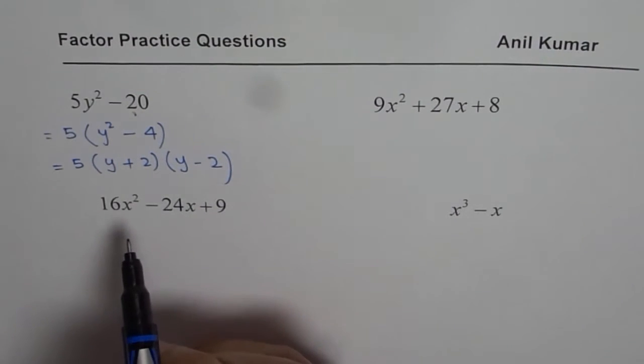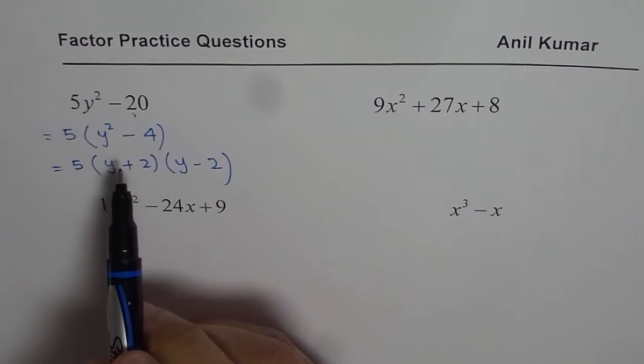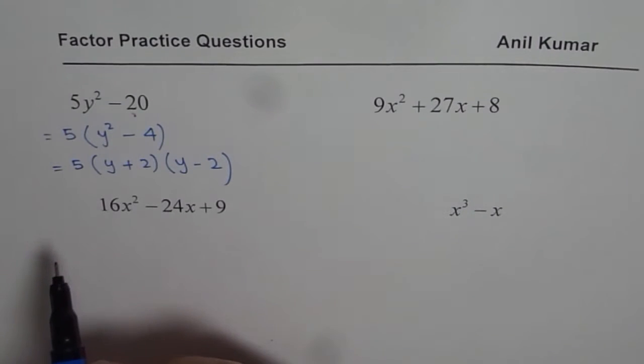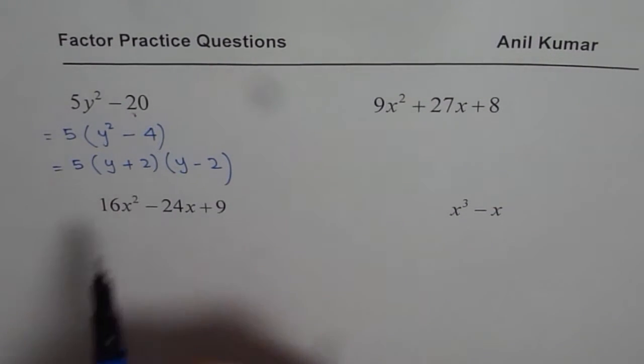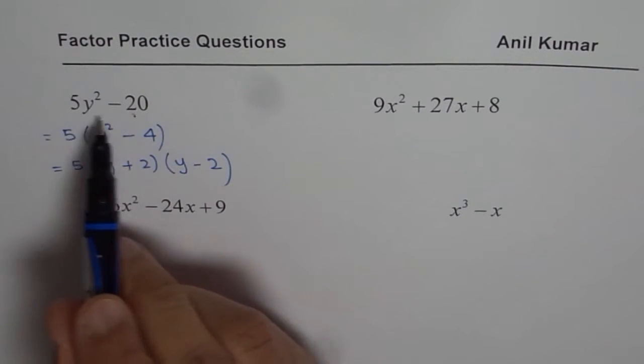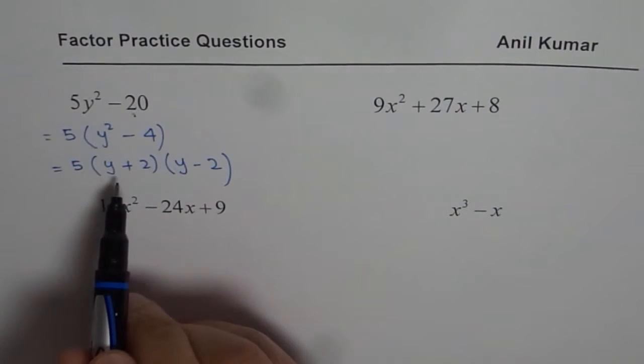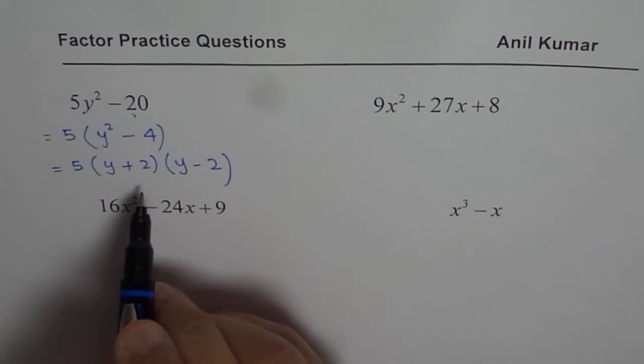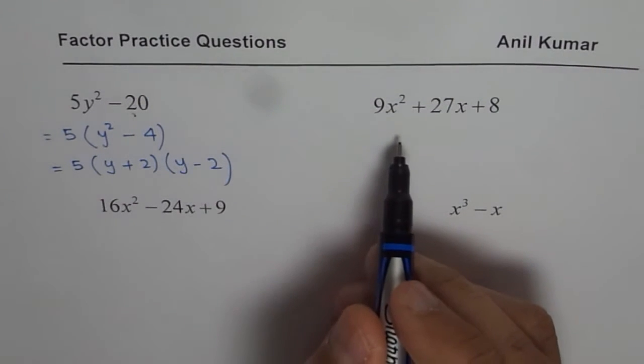I'll also provide you with links which will help you review these strategies. Okay, so we have factored the first one. Factored means that you could write sum and difference type of an expression as product, right? That is factoring. Now let's do the next one.